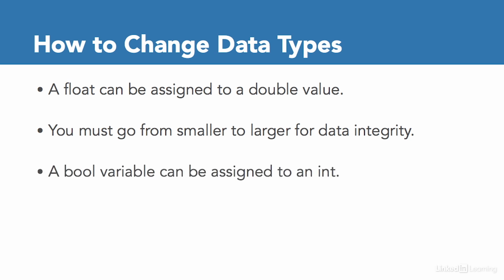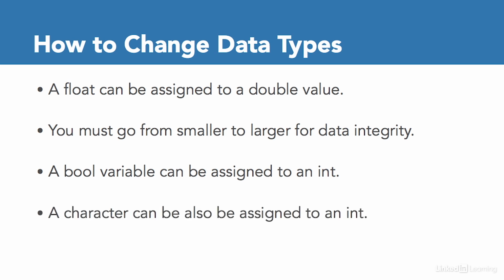Since Boolean variables are either a 0 or a 1, we can assign a bool value to an int variable. It is also possible to save a character in an integer variable, since all characters have a numeric conversion value according to the ASCII conversion chart.